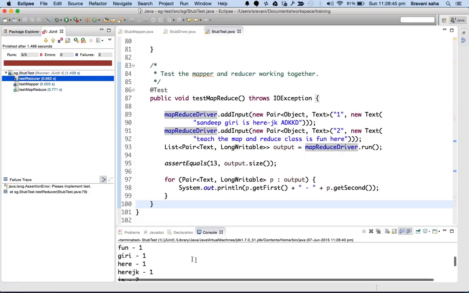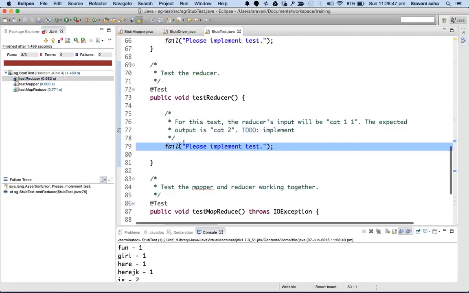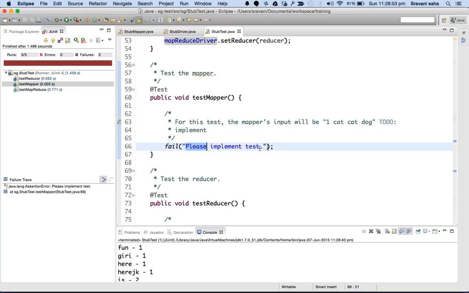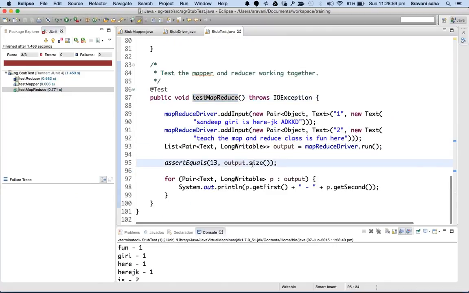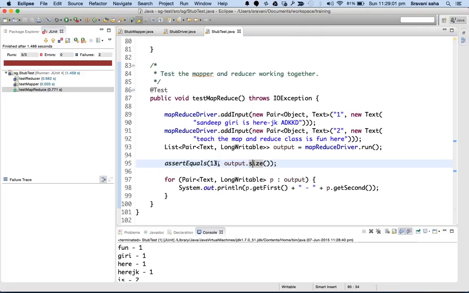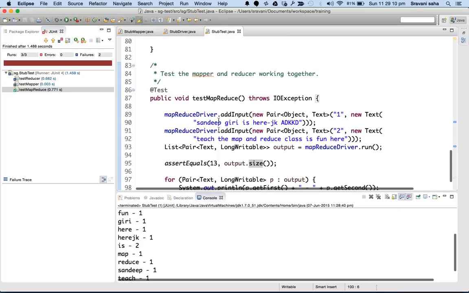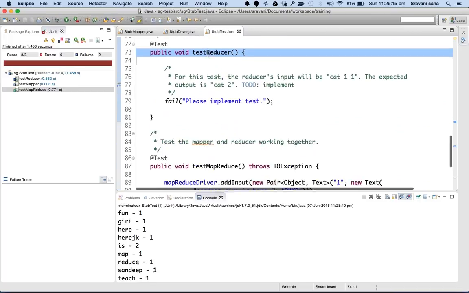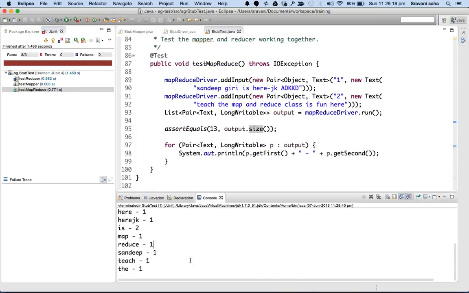Okay. So you can see that this test case has failed because I have written there to fail this test case. Sorry, this one has also failed. And this one will pass because I have written assert equals. If I add one more word and I don't increase this, it will fail. So basically the way I've written my test map reduce, you should write test map and test reducer separately as well.